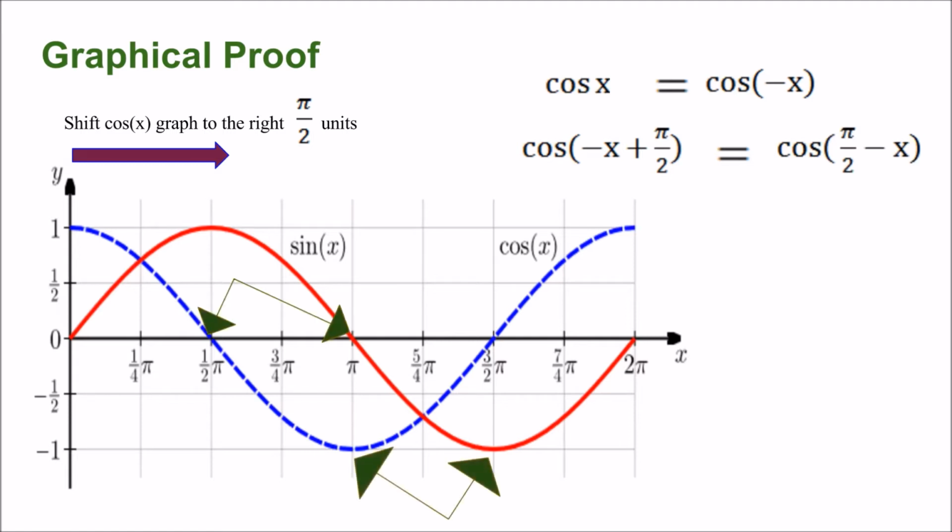If we see in the graph below, if we shift this graph pi over 2 units to the right, we see that it is identical to the sine x graph, because as we see, the two are pi over 2 units apart from one another. Therefore, we can say that according to the graphical proof, if we shift cosine x to the right pi over 2 units, we obtain sine of x, which is our cofunction identity.